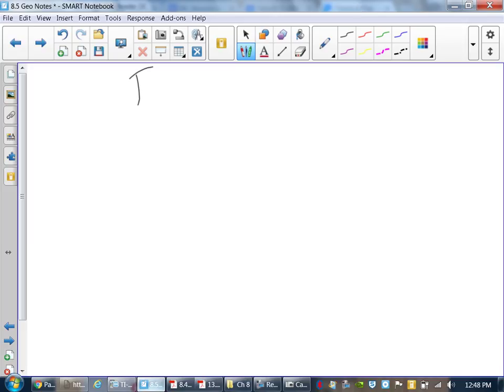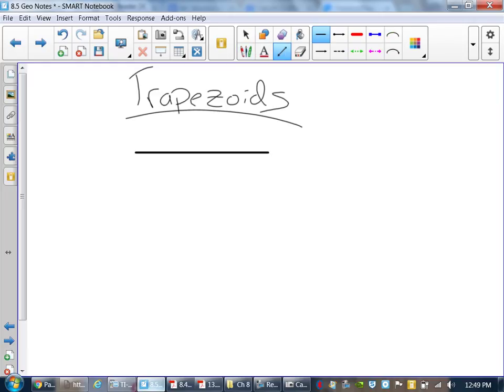Let's look at trapezoids first. Trapezoids are very easy to deal with as far as properties are concerned. A basic trapezoid really only has one technical part. It has one set of parallel sides.